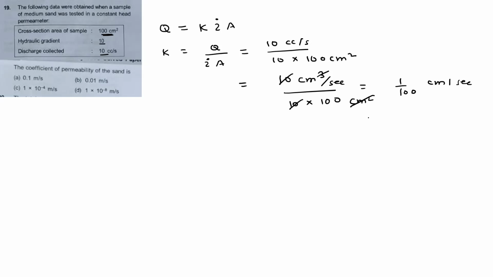The answers are in meters, so if we convert this into meter, we divide by 100. So this is 1 into 10 to the power minus 4 meter per second. So answer will be C. Question number 19, answer will be C. Okay, now question number 20.